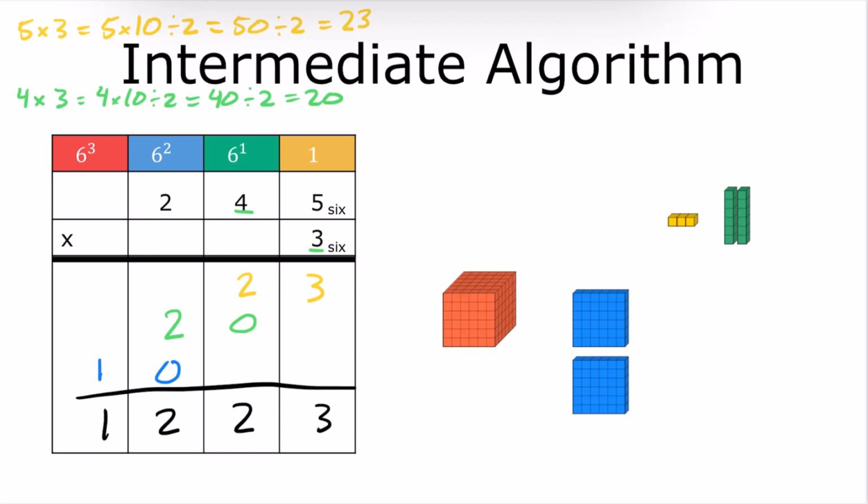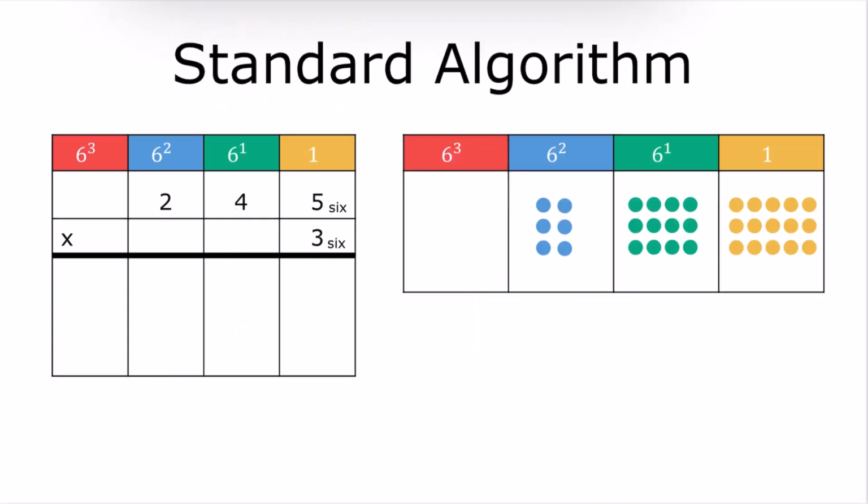And that's what 245 times 3 in base 6 would look like. And so now I'll use a chip abacus to show how to do the standard algorithm. So for the standard algorithm, I'm going to say, okay, well, if I have 5 units and I make 3 copies of it, well, here are my 5 units, and then I made 3 copies.